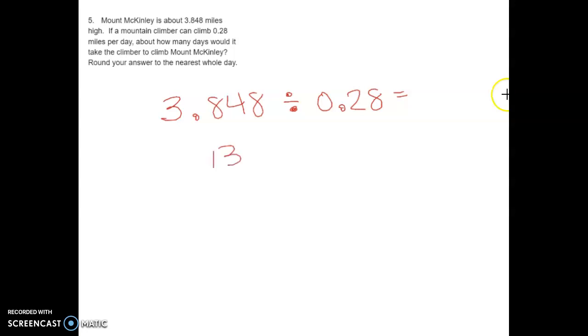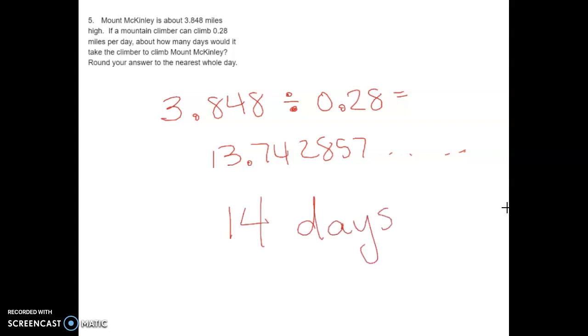And I do get a decimal, so it's 13.742857, and it keeps going. So round your answer to the nearest whole day. That means that I would round this up to 14 days. So it would take about 14 days.